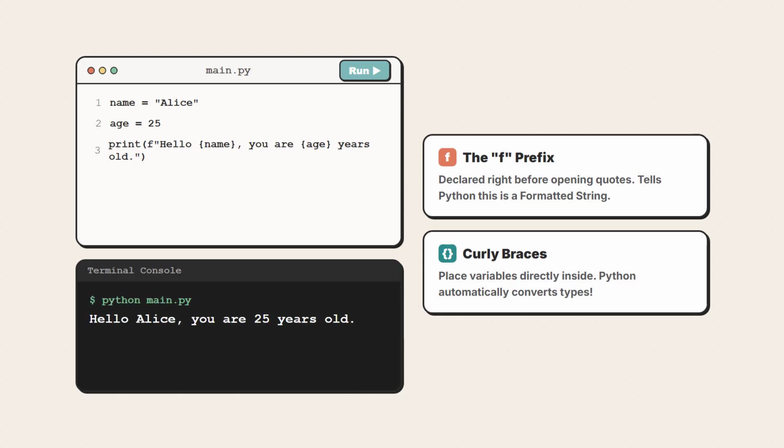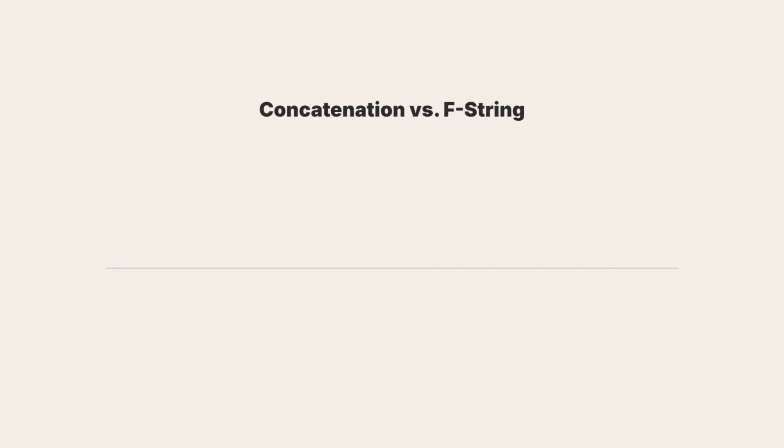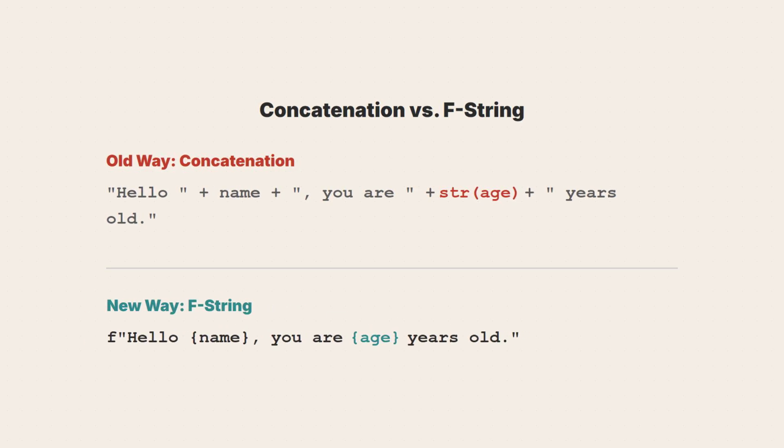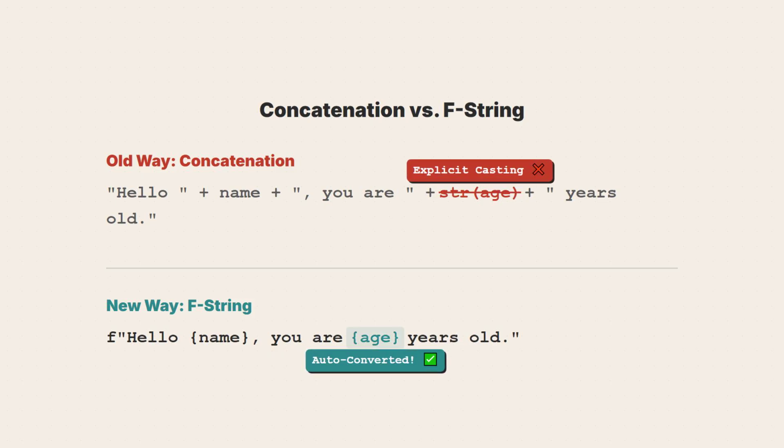Run the program. The output is exactly the same. But look at the difference in code. The f-string is much easier to read and write. And notice that we did not need to use the str function to convert the age variable. Python automatically handles the conversion for us inside f-strings.